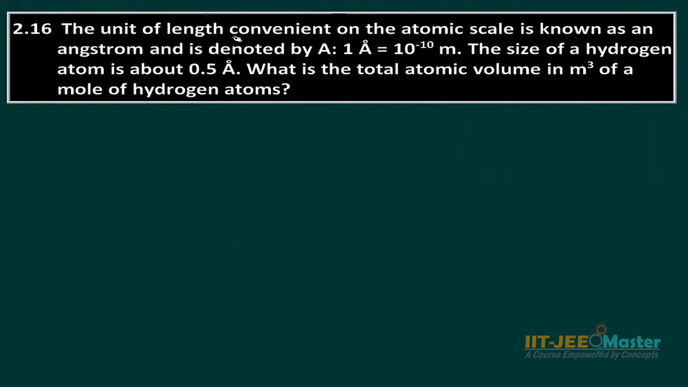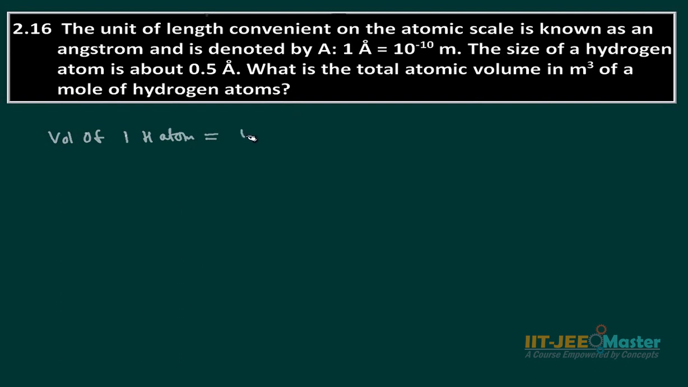The unit of length convenient to the atomic scale is known as an angstrom, and 1 angstrom is 10 to the power minus 10 meter. The size of the hydrogen atom is about 0.5 angstrom. What is the total atomic volume in meter cube of a mole of hydrogen atoms? Let us find the value of volume of one H atom.